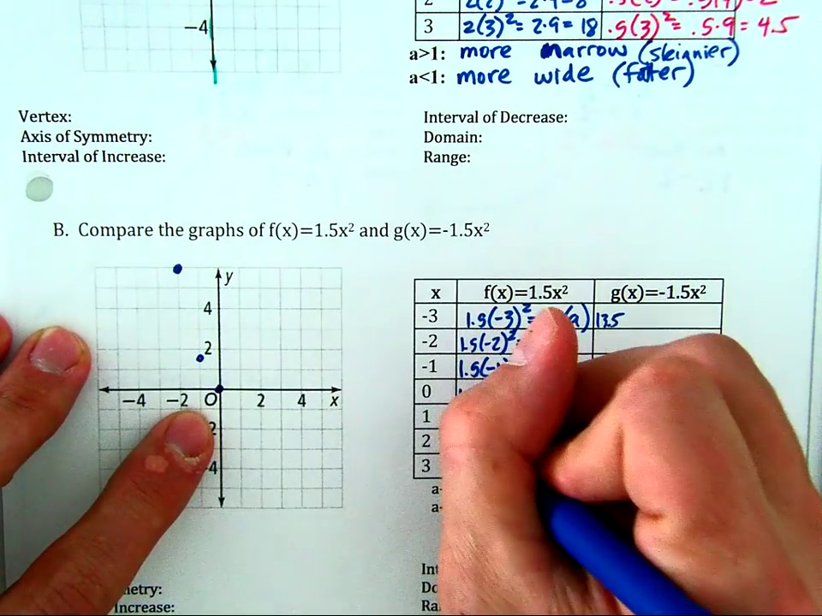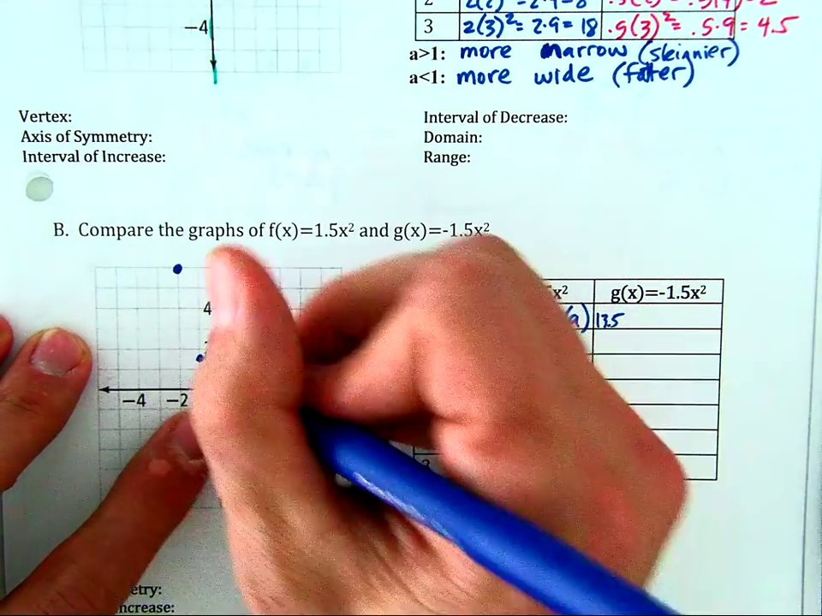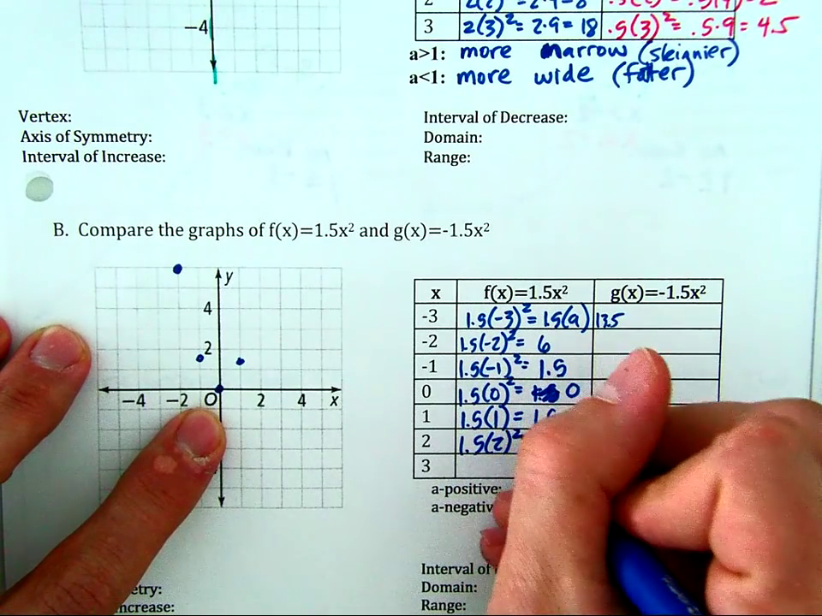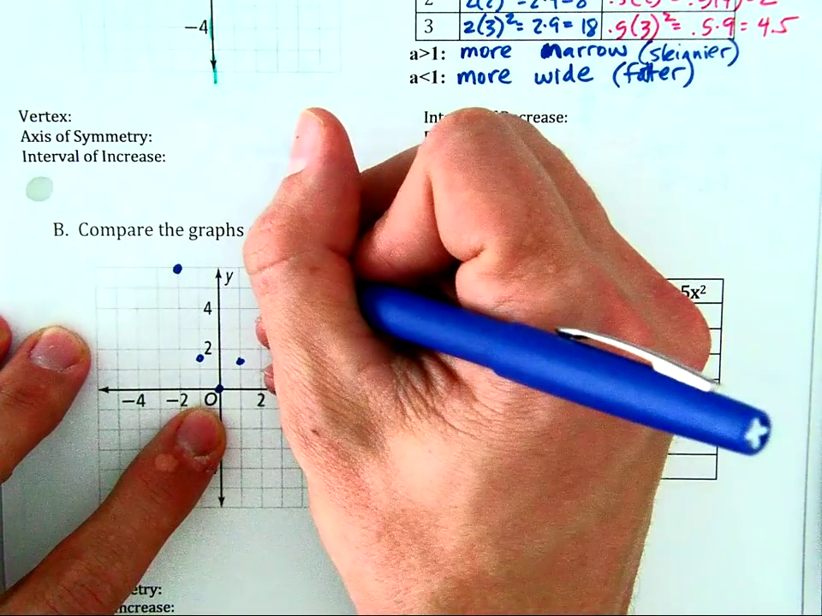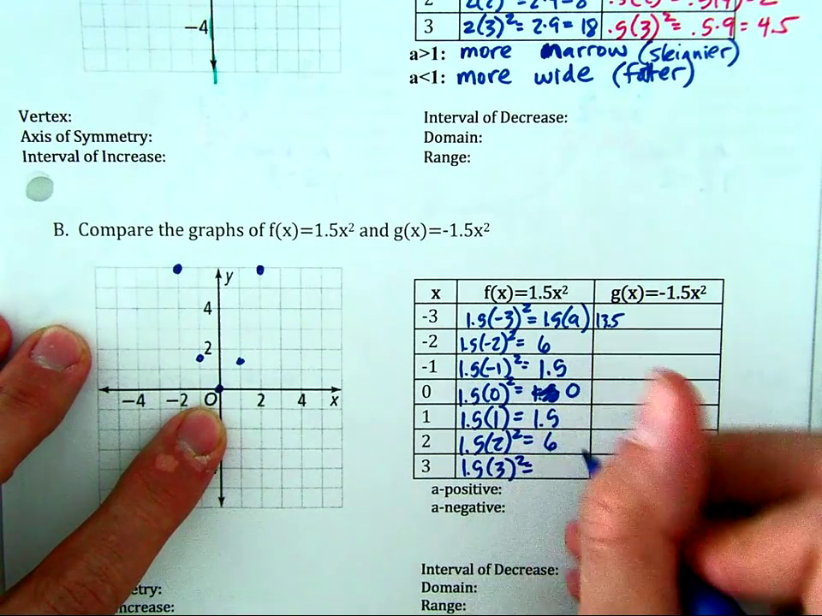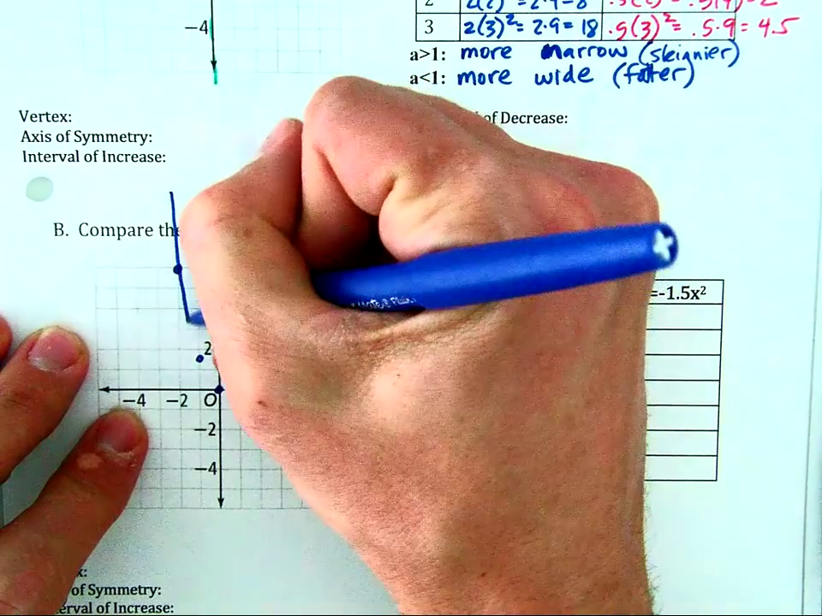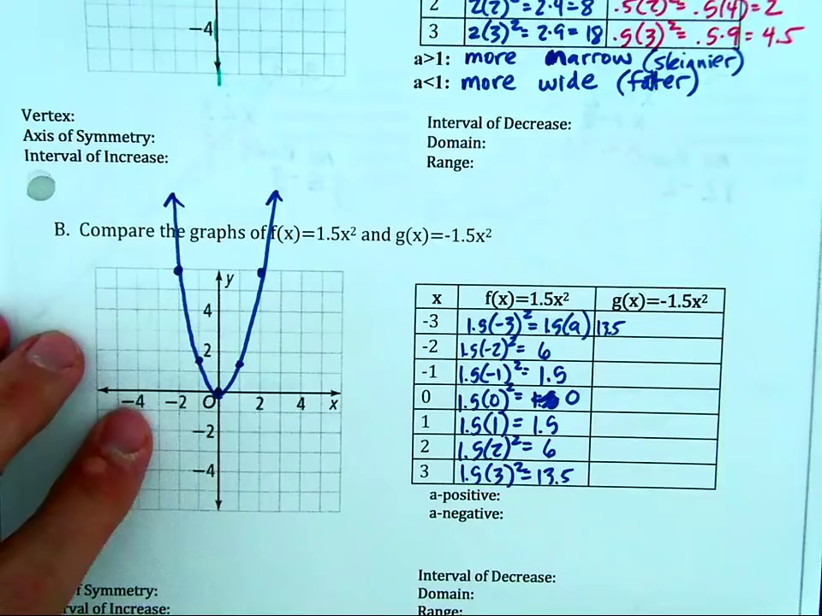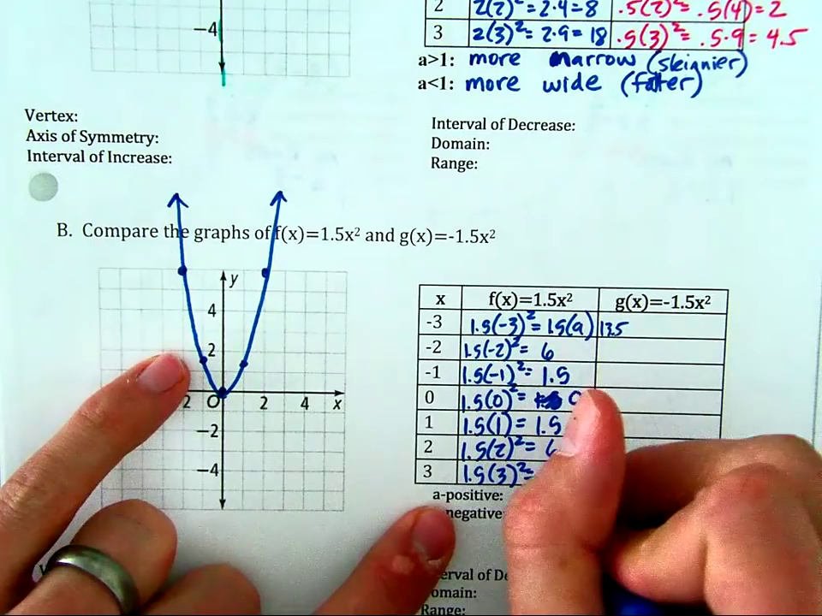1.5 times 1 is 1.5. 1.5 times 2 squared is 6. And 1.5 times 3 squared is 13.5. So we can see right here, when it's positive, basically that's what I want you to look at right now. We say the graph opens up.